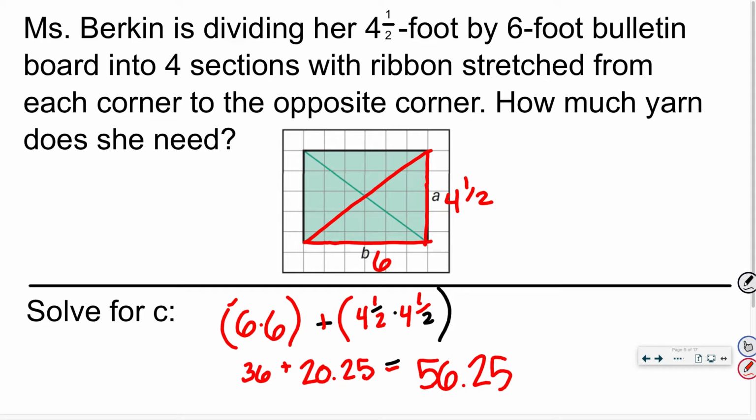So would it make sense that the length of that ribbon would be 56 inches? I'm sorry, feet, because that's 4.5 feet by 6 feet. No. What do I still need to do? I need to find the square root of 56.25. And what is the square root of 56.25? I heard a few numbers. 7.5. Yeah. We could always check that if you wanted. You could put 7.5 times 7.5 to see if it works.